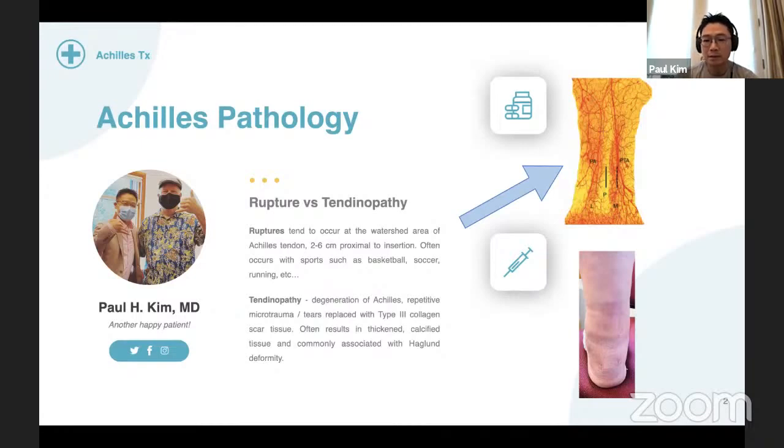Now, tendinopathy is the degeneration of the Achilles tendon from repetitive microtrauma or even micro tears, and the Achilles native tissue is eventually replaced with type 3 collagen tissue. This often results in thickened, calcified tissue, and can also be associated with a Haglund deformity.